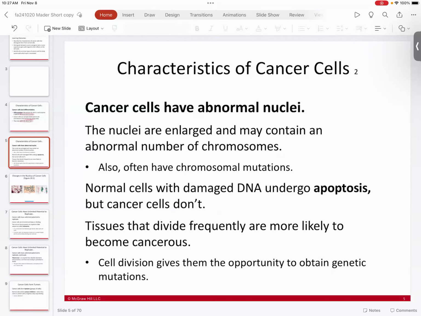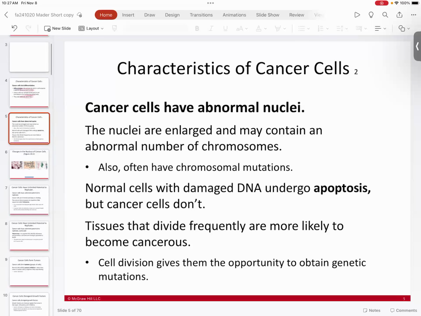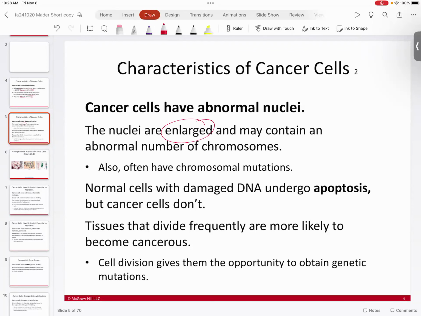One of those abnormalities that you see is in the nucleus. For instance, a cancerous nucleus will oftentimes be larger than the normal nucleus, and it can have an abnormal number of chromosomes, so too many, basically. And then these chromosomes will oftentimes harbor mutations. Some of those mutations are lethal, and some of those mutations will provide benefits.